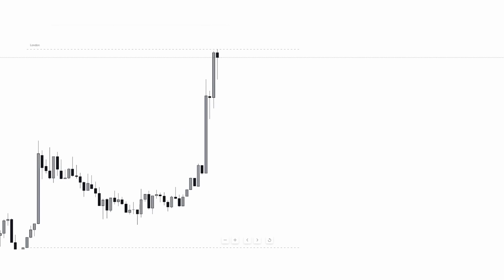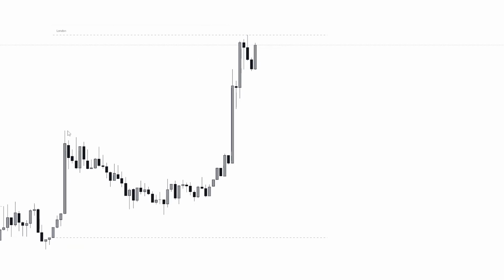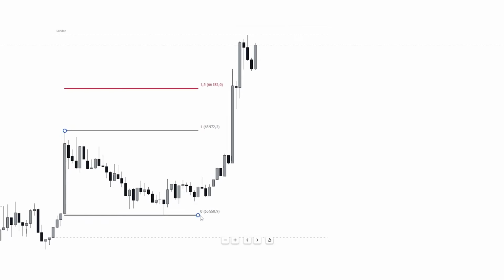Now we wait for a sweep of this high. If this candle had not belonged to the London session, we would have had a pattern formed here. But at the current moment, the session low is here, so we keep watching. We get a sweep of the high. We take the Fibonacci grid and stretch it from the previous high to the end of the correction. And we realize that this trade does not suit us, so we ignore it.